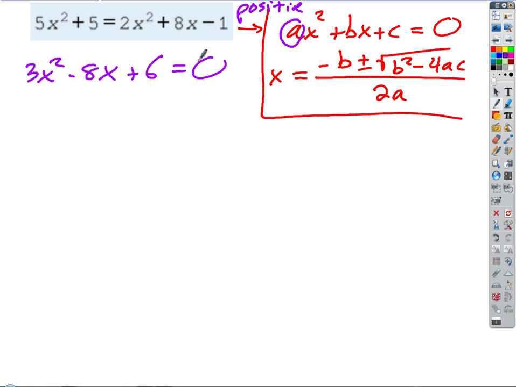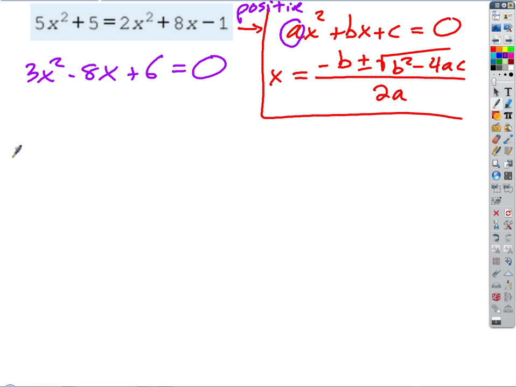Now, if I can, I'll simplify that a little bit. If that 8 were a 9, for example, instead of an 8, I could divide both sides by 3 and make it easier, right? But there is no common factor of 3, 8, and 6. And so we're stuck with it the way it is. So what's A for us? 3. What's B? Negative 8. What's C? 6. Okay, good.